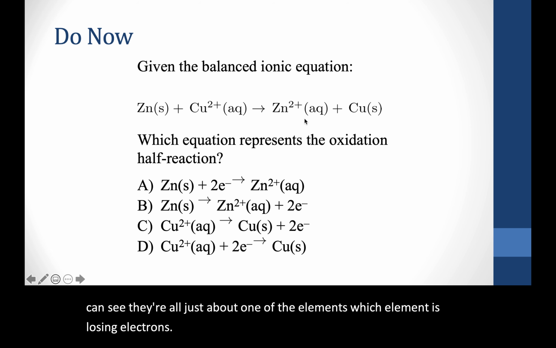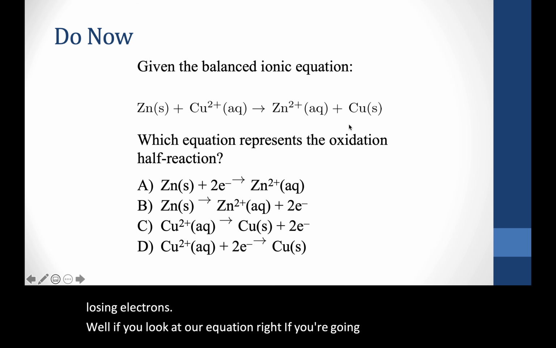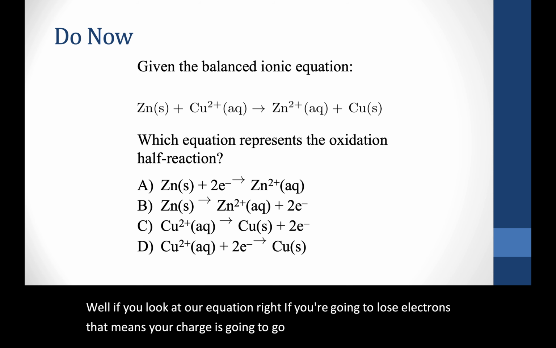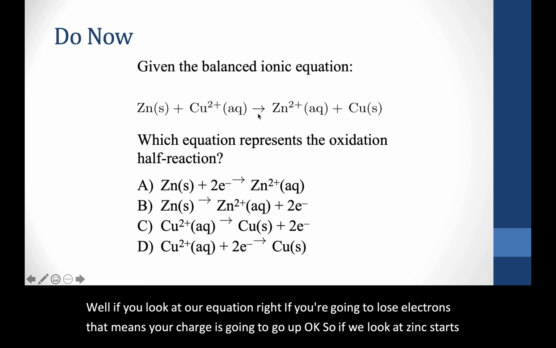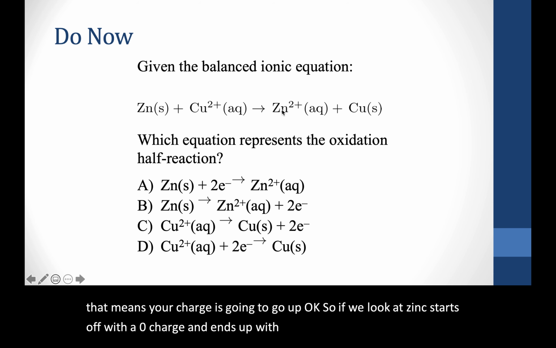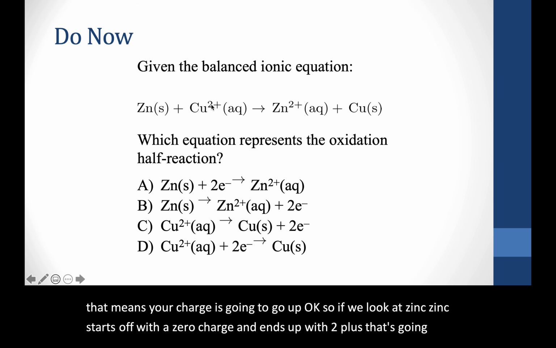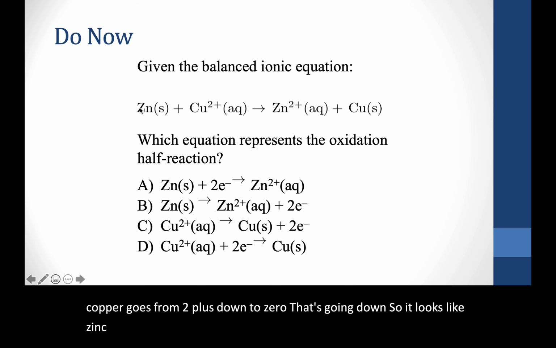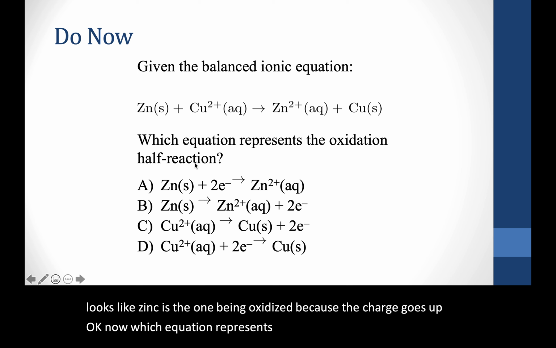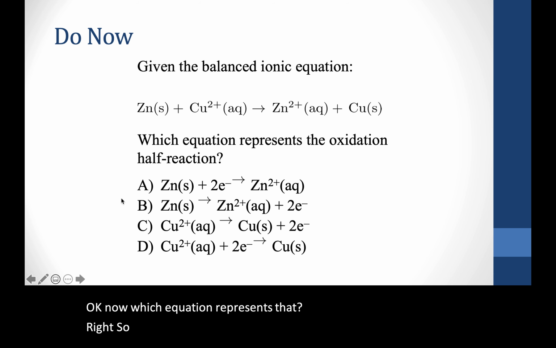Well, if we look at our equation, if you're going to lose electrons, that means your charge is going to go up, okay? So if we look at zinc, zinc starts off with a 0 charge and ends up with 2 plus. That's going up, all right? And copper goes from 2 plus down to 0. That's going down. So it looks like zinc is the one being oxidized because the charge goes up, okay? Now, which equation represents that? So it's either going to be A or B because we're talking about zinc and not copper.